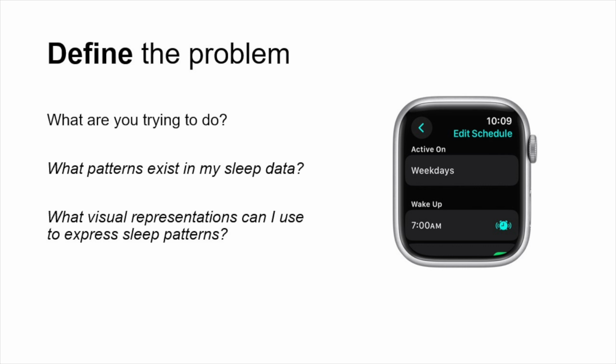What is this for? Well, I got quite curious about the data that's being collected on my watch, and specifically the sleep data. There's a sleep tracker. I'm sure lots of you use it. I was interested in what my existing patterns are in that sleep data. And to be honest, I also was just having fun. What visual representations could I use for this data?